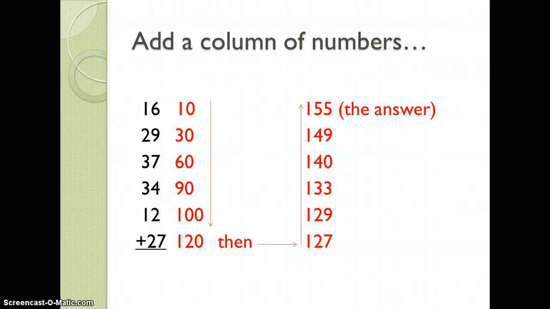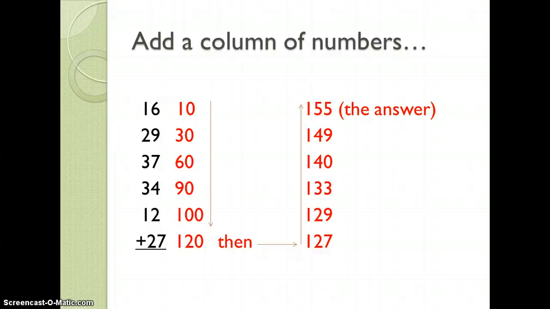So now we need to add the ones. So we start with 127, the 7 from the ones column and 27. We add 2 to that, that gives us 129. Add 4 to that gives us 133. Add 7 to that gives us 140. Add 9 to that gives us 149. And finally add 6 to that gives us 155, which is the answer.